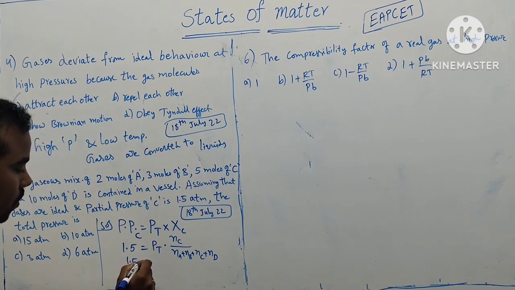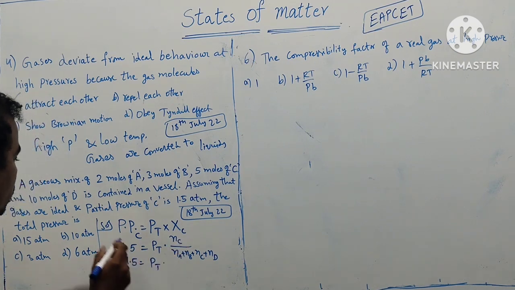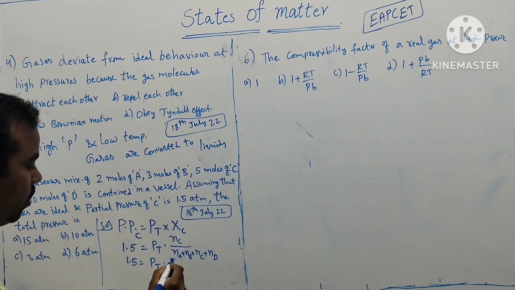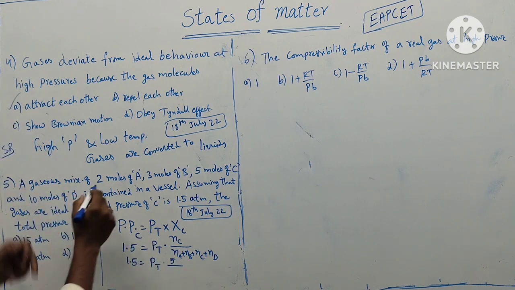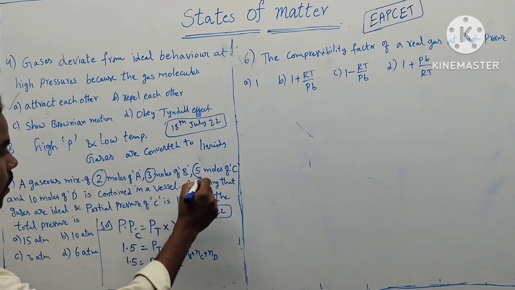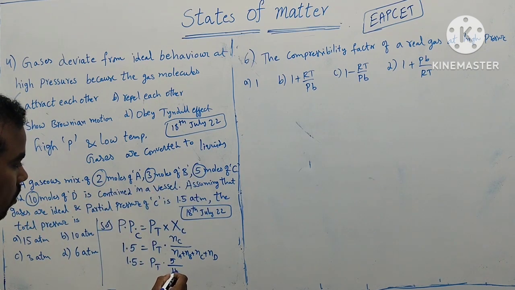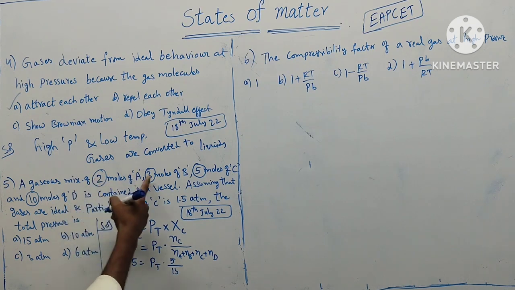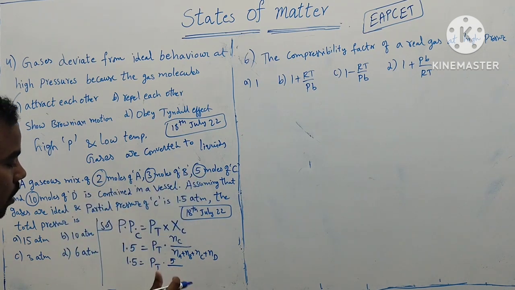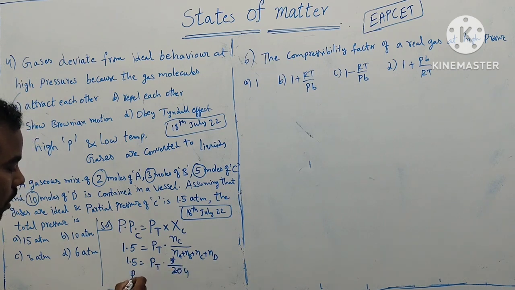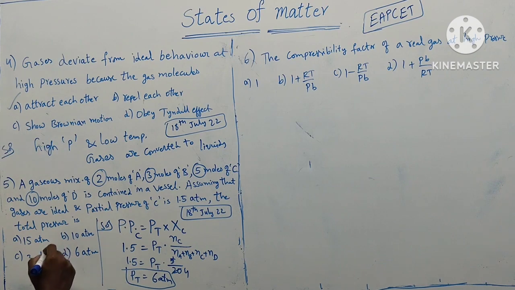So 1.5 is equal to PT into number of moles of C. How many moles of C are there? 5 moles. So 5 by the total number of moles. Here 2 moles, 3 moles, 5 moles, 10 moles. Sorry, 2 plus 3 is 5, 5 plus 5 is 10, 10 plus 10 is 20. So 20 moles. So 5 in 20 is 1 by 4. So the total pressure is 4 into 1.5, which is 6 atmospheres. So the answer is 6, option D.